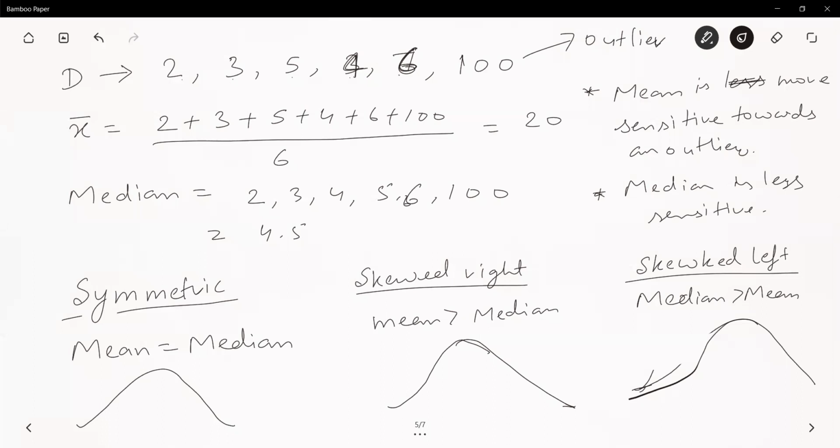Okay, so that's it, guys. That's it from this session on measure of central tendency. Now, in the next section, I'm going to talk about measure of variability. I'm going to give you an idea along with the significance of standard deviation and variance.